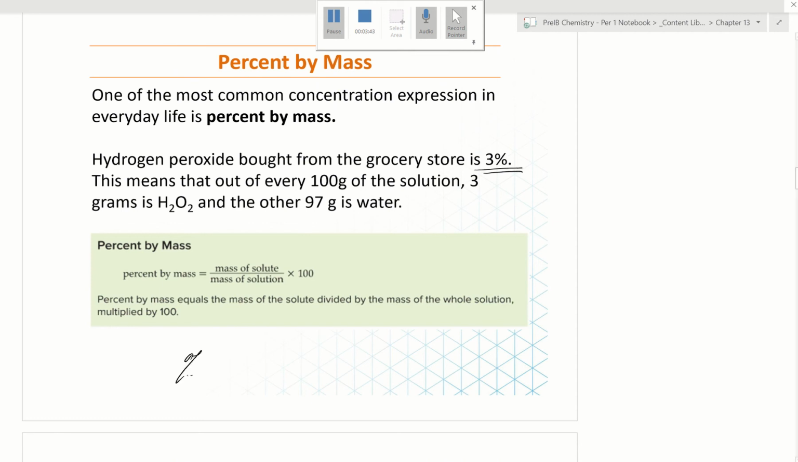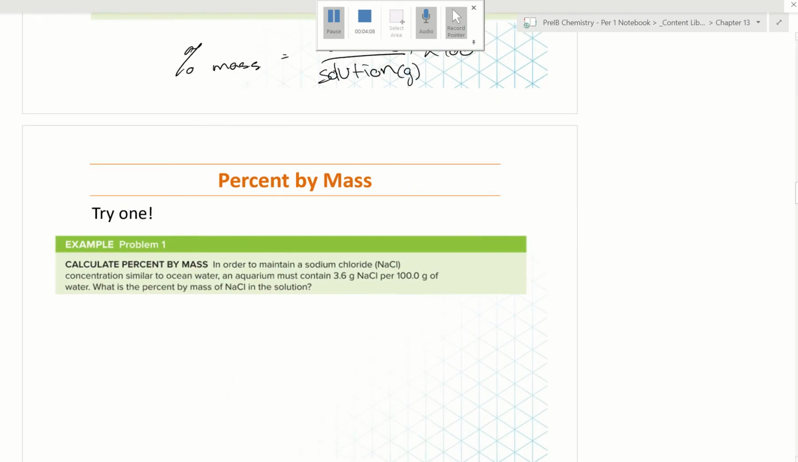Percent by mass, so let's say percent mass, is equal to the solute over solution times 100 by mass. So the grams of solute over the grams of solution times 100. So this one's just a percent equation. And again, it's pretty common. We use this for hydrogen peroxide and lots of other things that you see.